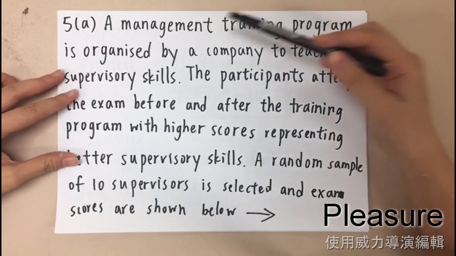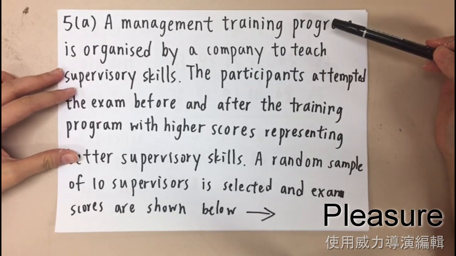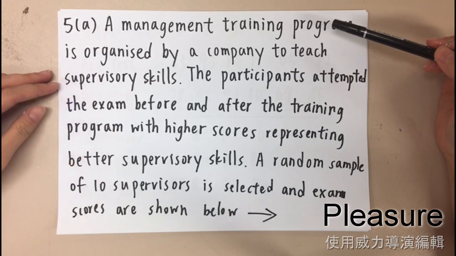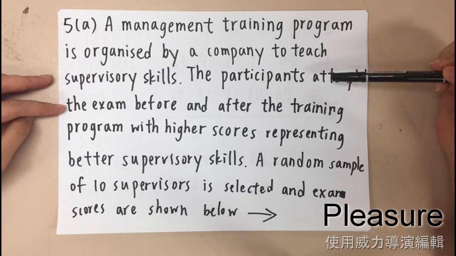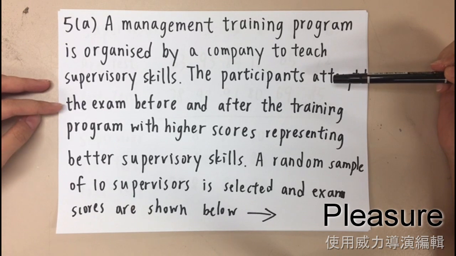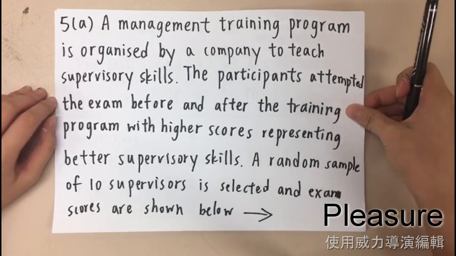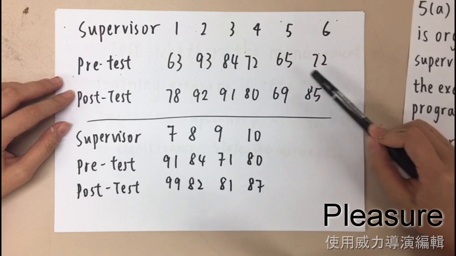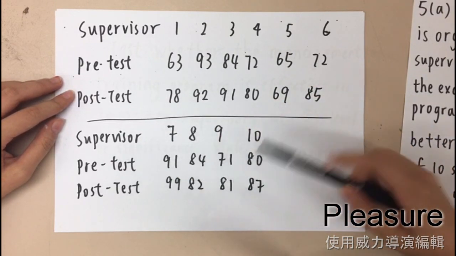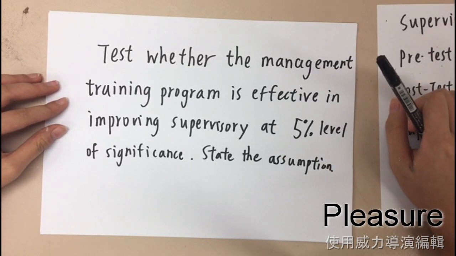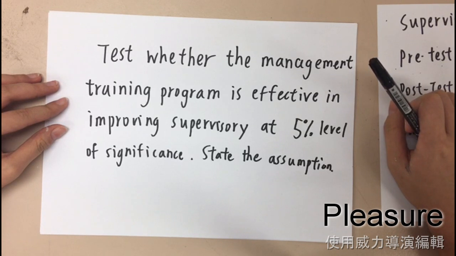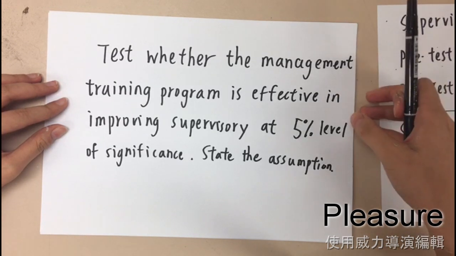Question 5a. A management training program is organized by a company to teach supervisory skills. The participants attempt the exam before and after the training program with higher scores representing better supervisory skills. A random sample of 10 supervisors is selected and exam scores are shown below. Test whether the management training program is effective in improving supervisory skills at 5% level of significance. State the assumption.